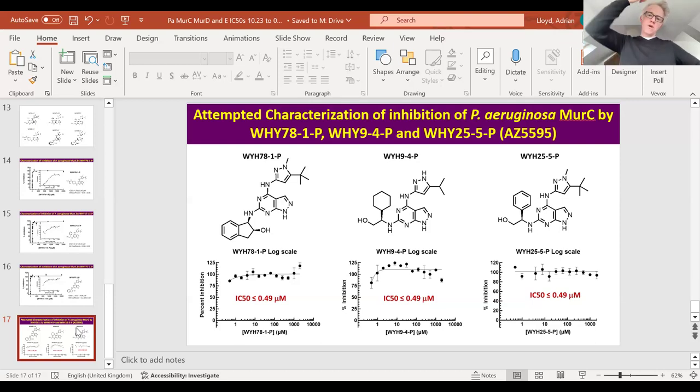And is there a control where you just add DMSO or vehicle or whatever it is? Yeah. In actual fact, since you ask, we've trialed DMSO just on its own. DMSO has no impact upon any Mur ligase activity between 0 and, in our hands, 5%. And at the moment, we're working at a DMSO concentration of just over 1%. Right. Good. I'm pretty sure I haven't accidentally spiked my DMSO with WYH255P.